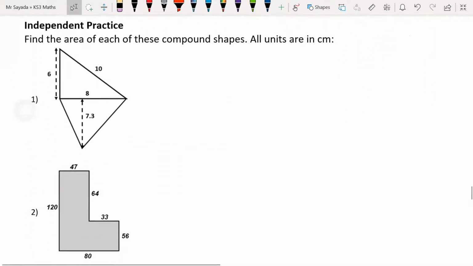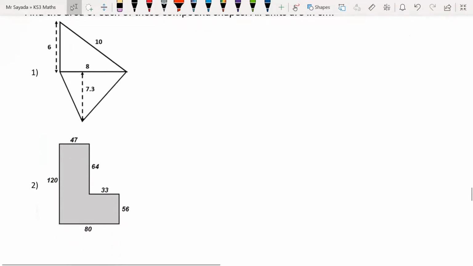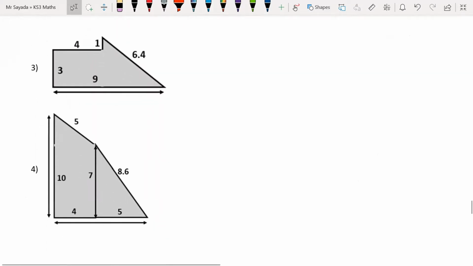So here's the independent practice. There are 8 questions. We're going to do them 2 by 2. Pause the video, do these 2 questions, press play once you're ready. You should have now done these 2 questions. Now pause the video to do these 2 questions. Press play once you're ready.